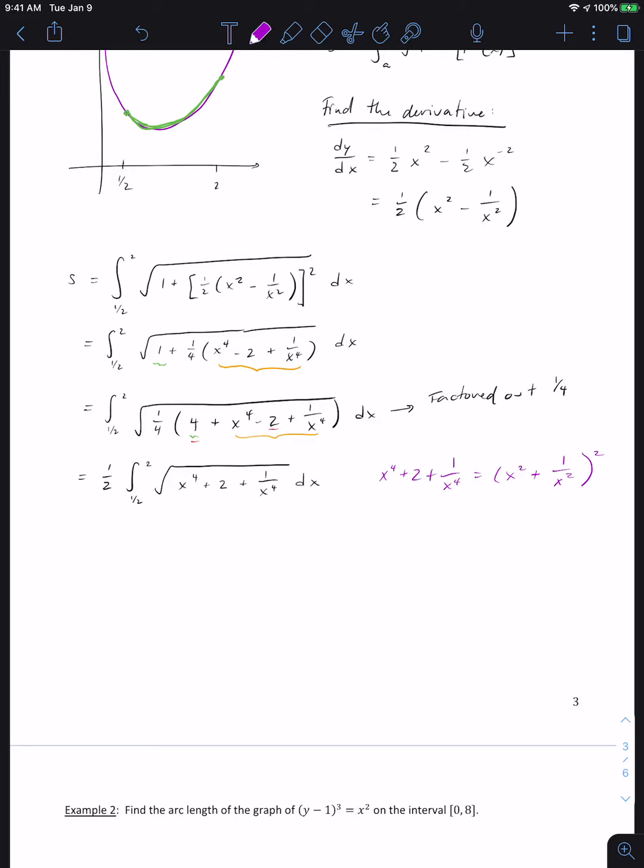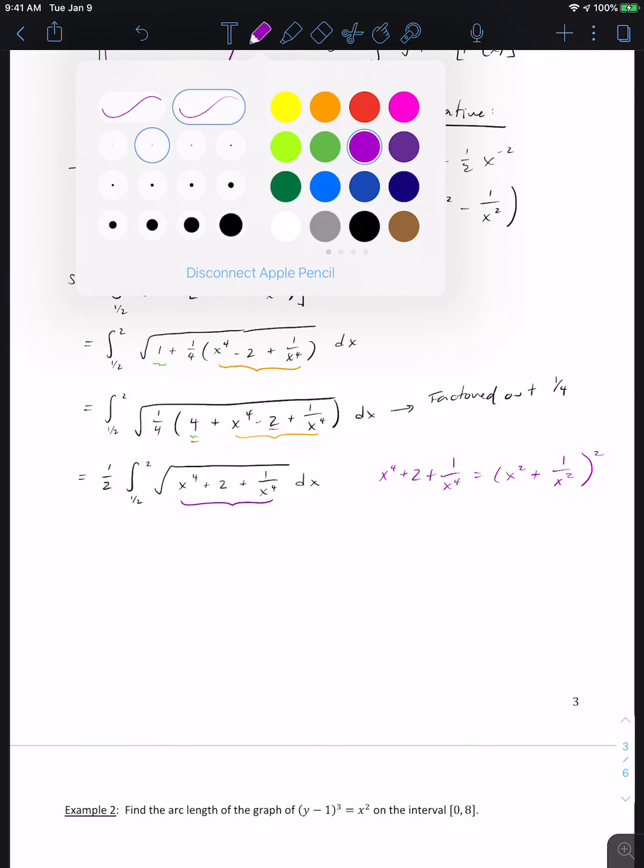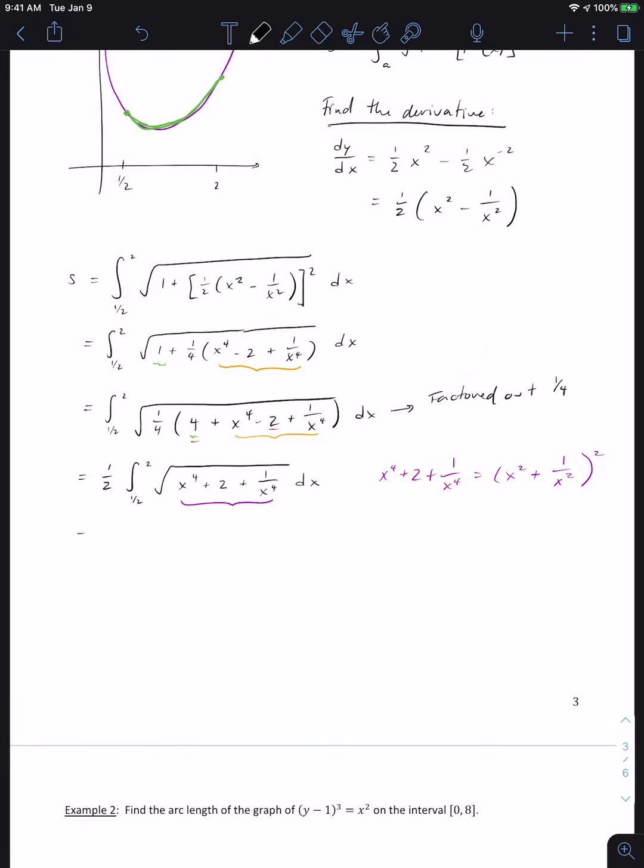So you're going to have to get used to these binomial squared and what they look like, right? But because this is true, this purple can be replaced with x squared plus 1 over x squared quantity squared. Why is that helpful? Well, because the squareds in the square root cancel out with one another, right? Here I get 1/2, 2, and then I would get x squared plus 1 over x squared quantity squared all underneath the square root dx.